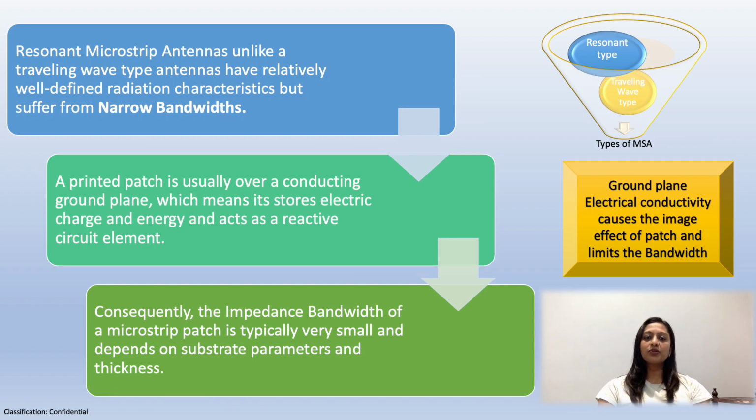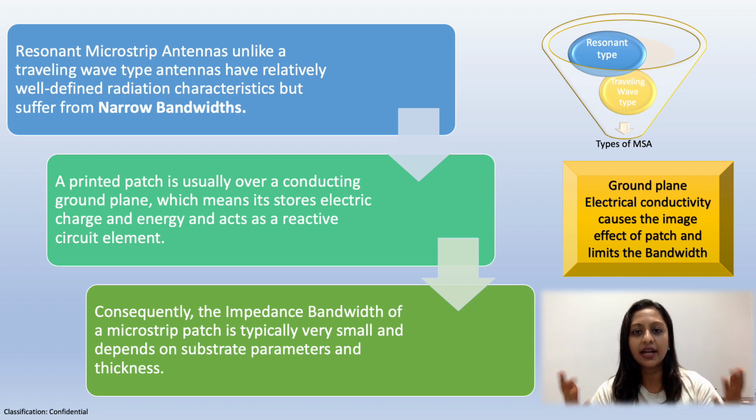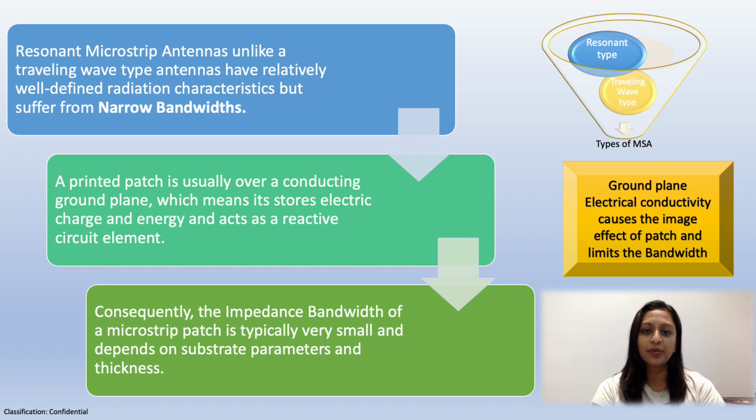So, when I consider microstrip antenna, we have two types: traveling wave type and resonant type. When I concentrate on resonant type of microstrip antenna, which is a lot used in the antenna design, it has well defined radiation characteristics. But then again, it suffers narrow bandwidth. So, why is this happening?